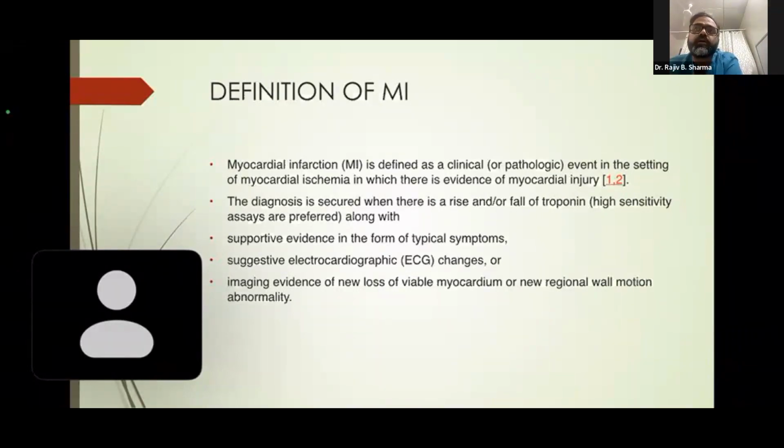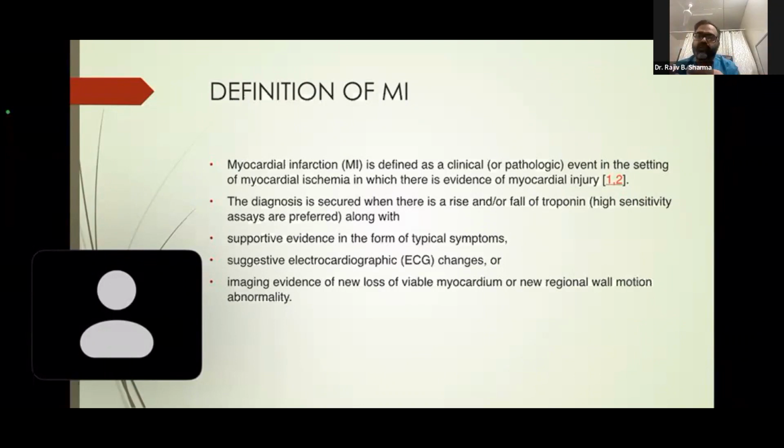First is ischemia. So the coronary should have atherothrombosis. And second is injury. Now there can be mutually exclusive events. For example, there can be ischemia without injury. What do you call that? Unstable angina. There can be injury without ischemia. For example, a patient of myocarditis, patient of pulmonary embolism, where the strain on the right heart leaks those cardiac enzymes, but there is no ischemia per se. So ischemia, injury are mutually exclusive events.